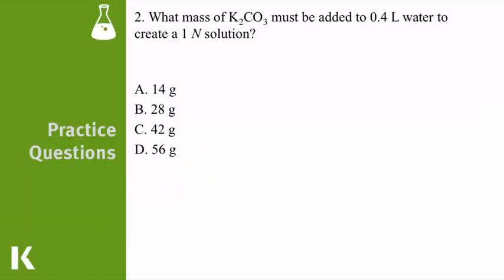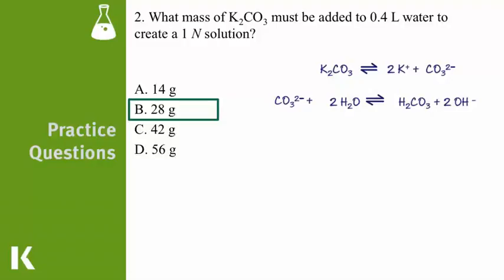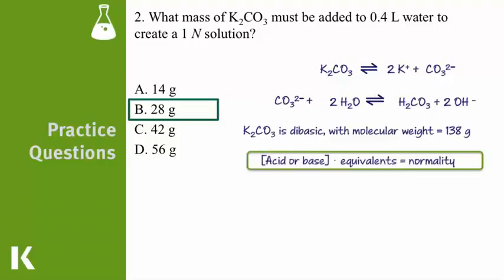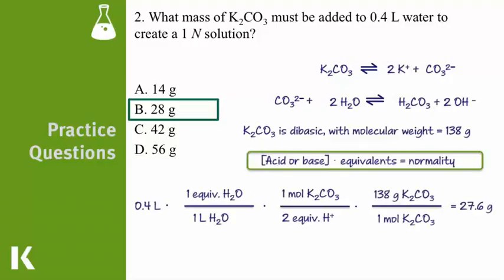We can also attack questions which ask us to calculate the number of grams required to create a 1 normality solution. And the correct answer is B. Potassium carbonate can dissociate into 1 carbonate ion, and this carbonate ion is able to create carbonic acid, which will release 2 basic equivalents. So, potassium carbonate is actually dibasic and has a molecular weight of 138 grams. When we plug this into our normality equation, we find that only 27.6, or rounded up to 28 grams of potassium carbonate is required to create a 1 normality solution in 0.4 liters of water.